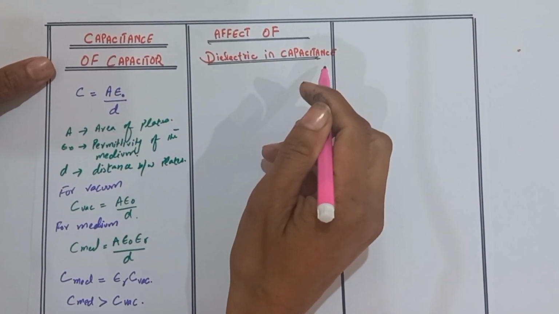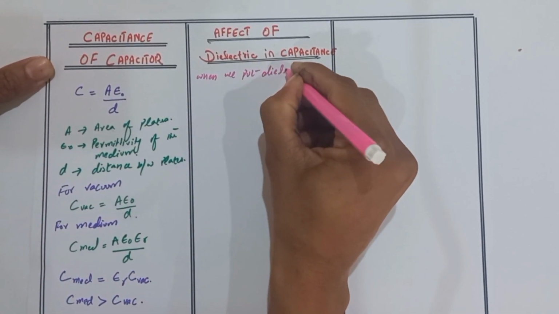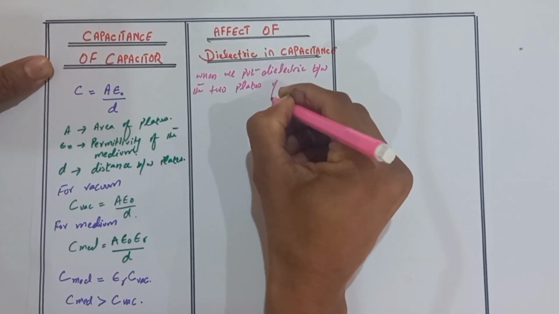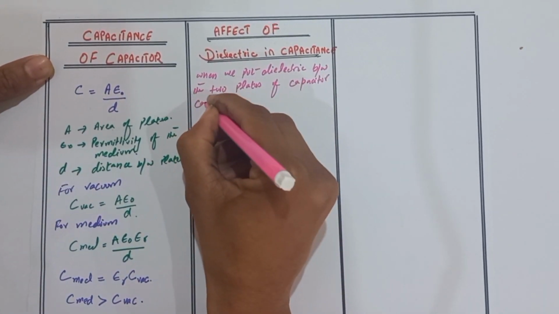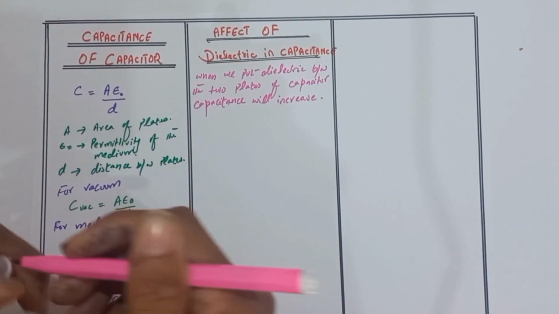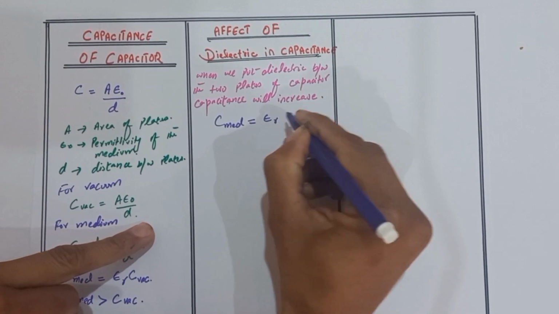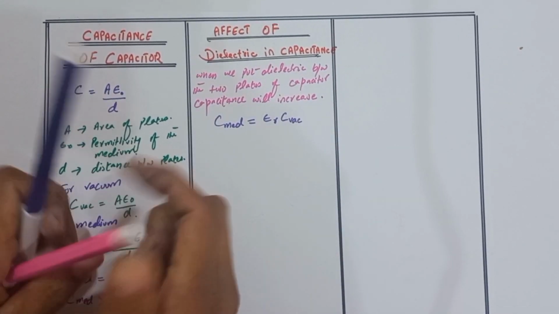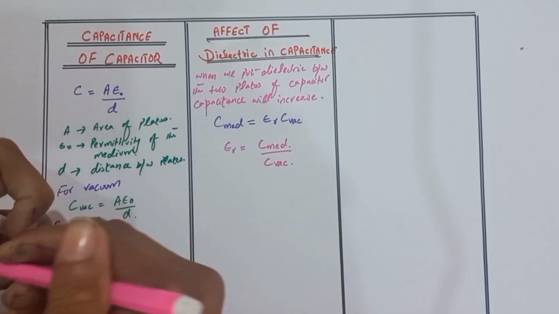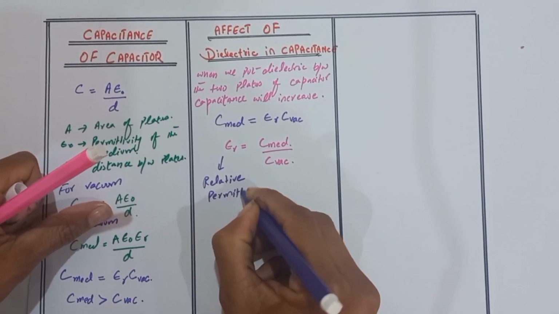Effect of dielectric on capacitance. When we put a dielectric between the two plates of a capacitor, capacitance will increase. We denote it by the formula: capacitance in the presence of the medium is equal to epsilon R times C in the presence of vacuum. So epsilon R is equal to C medium over C vacuum. This epsilon R is known as the relative permittivity.